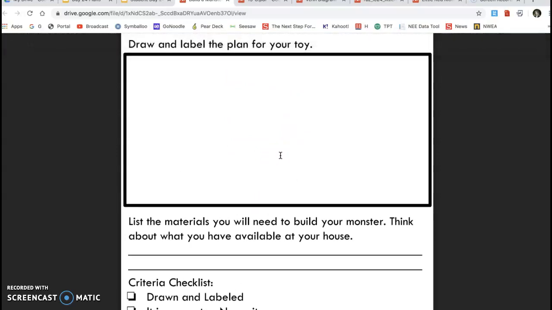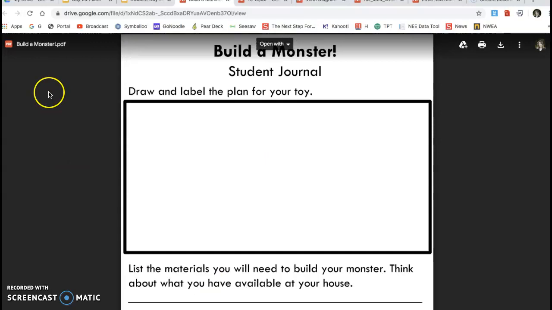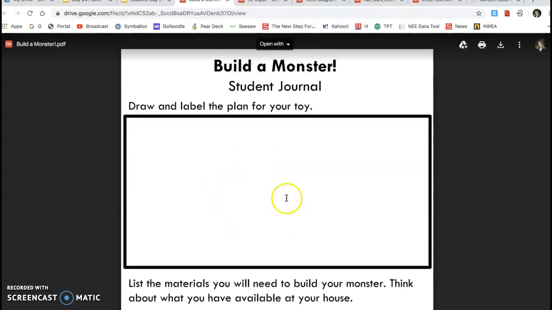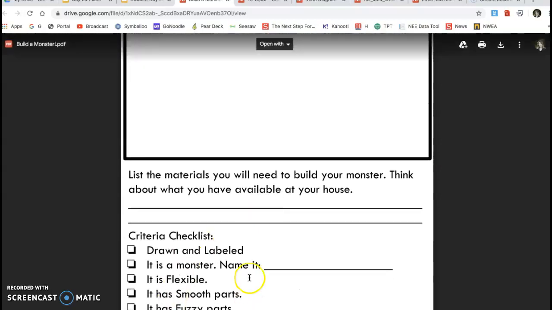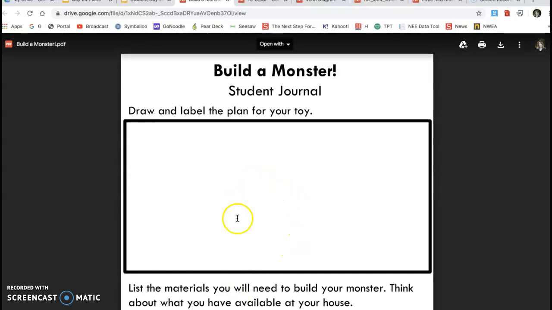If you're not finding some materials, that is okay. Like if you can't find something that's flexible or smooth or fuzzy, go ahead and design it with it today. You just won't have it to build tomorrow, and that's okay. But what I want you to do first, I want you to gather the materials around your home you think you could use to make a monster. Ask mom and dad if it's okay that you use it, or maybe ask for their help if you don't know where some things are. Gather it today. You're going to draw and label your plan, and then tomorrow you will be building it.